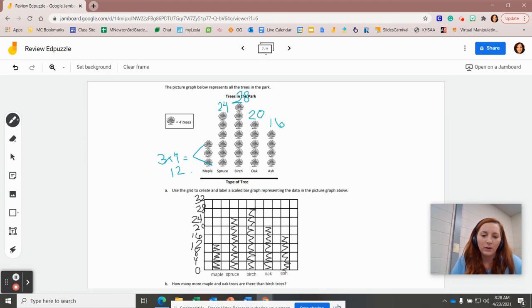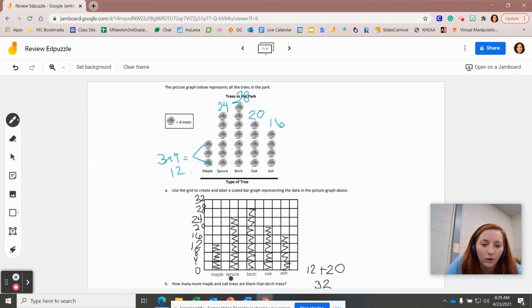Now it says, how many more apple and oak trees are there than birch? Well, how many more maple and oak trees? I don't know where I got apple from. Maple and oak trees. Well, there's 12 maple. And there are 20 oak. Okay, so 12 plus 20 is 32 total.